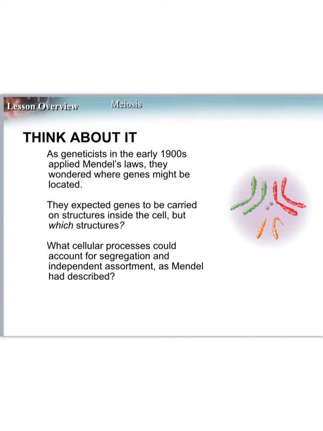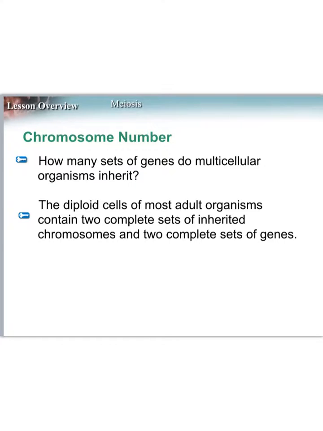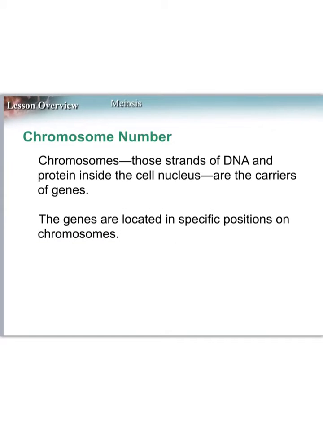They expected genes to be carried on structures inside the cells, but which structures? What cellular processes could account for segregation and independent assortment, as Mendel described? How many sets of genes do multicellular organisms inherit? The diploid cells of most adult organisms contain 2 complete sets of inherited chromosomes and 2 complete sets of genes.